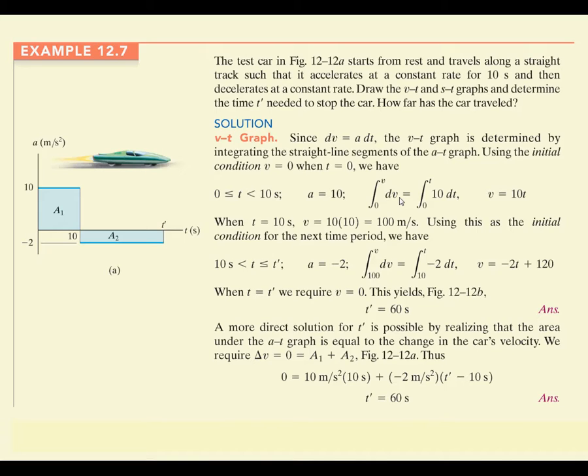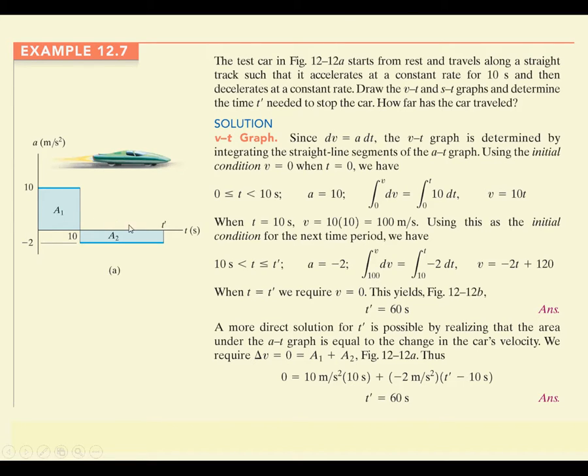You have the graph a versus t. In this case, the question is, we want to draw the v-t diagram and the s-t diagram and determine the time t prime needed to stop the car and how far the car has traveled. That's a pretty good question. All right, so let's examine this.